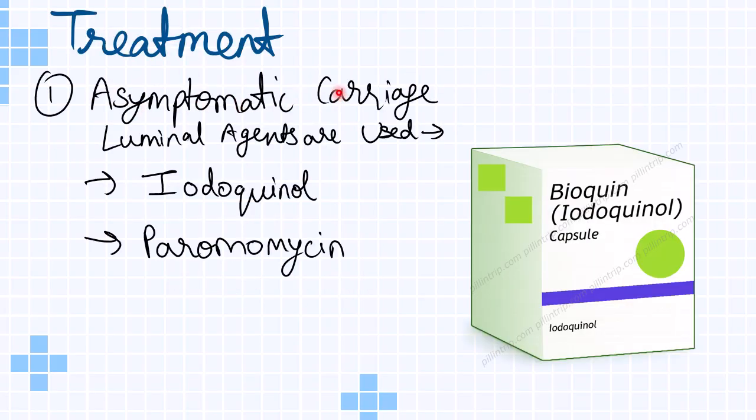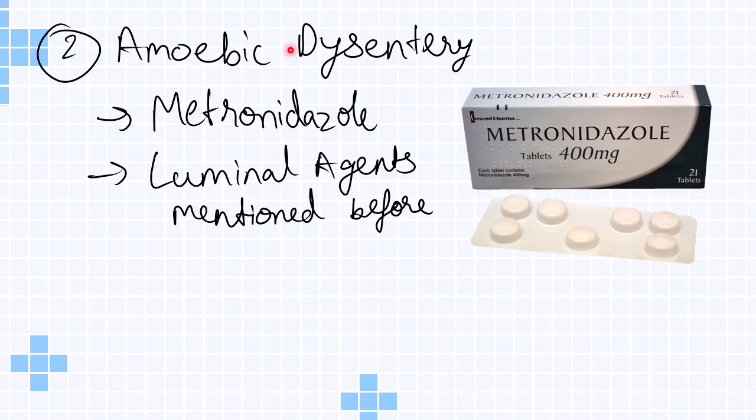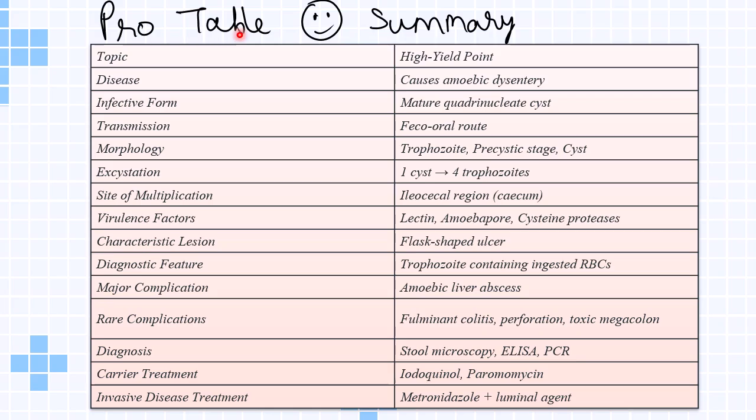Asymptomatic carriers are treated using luminal agents, which include iodoquinol and paromomycin. For amoebic dysentery, we use metronidazole and the same luminal agents mentioned before. This is the table which summarizes all the high yield points covered in this video. You can take a screenshot if you want.